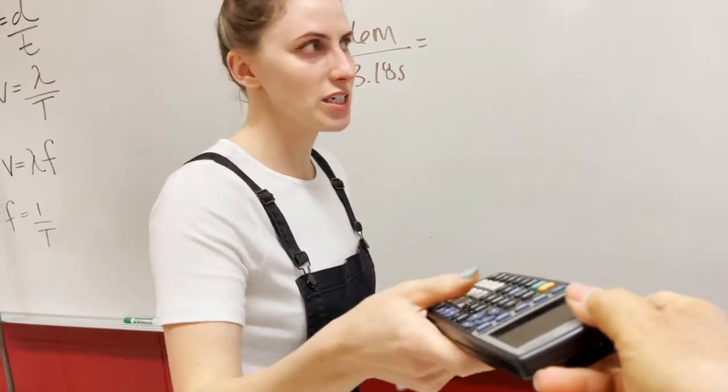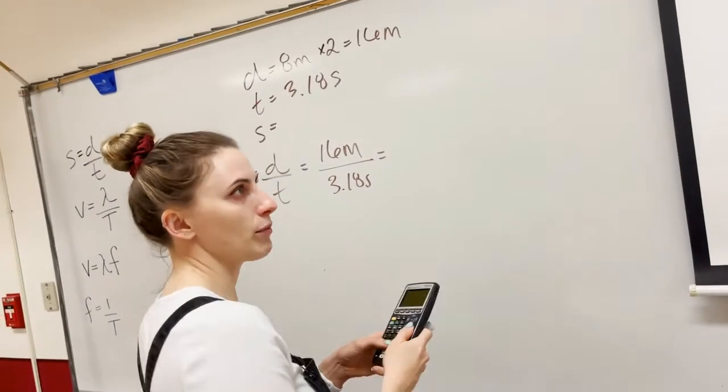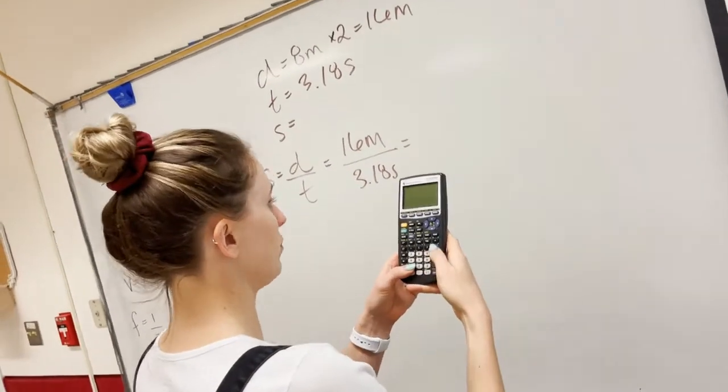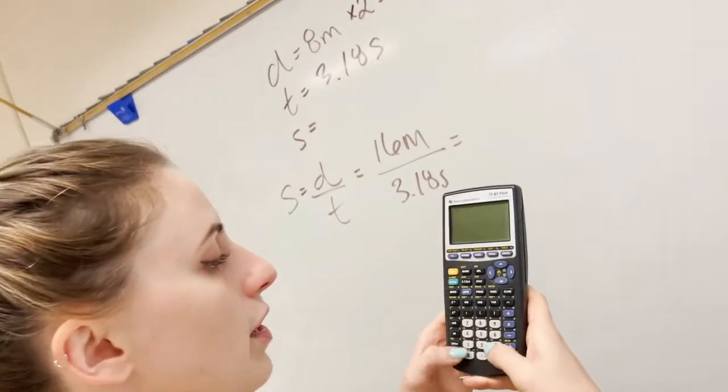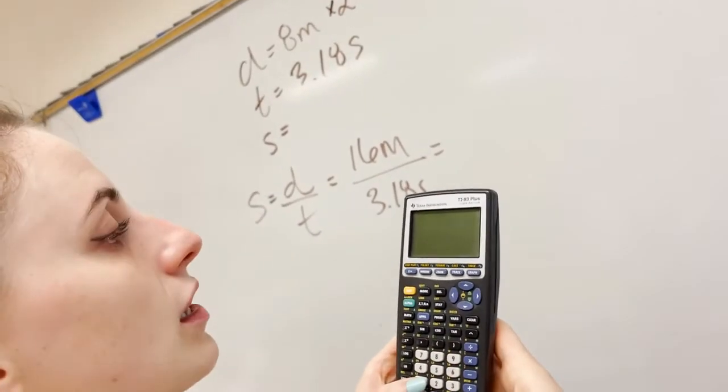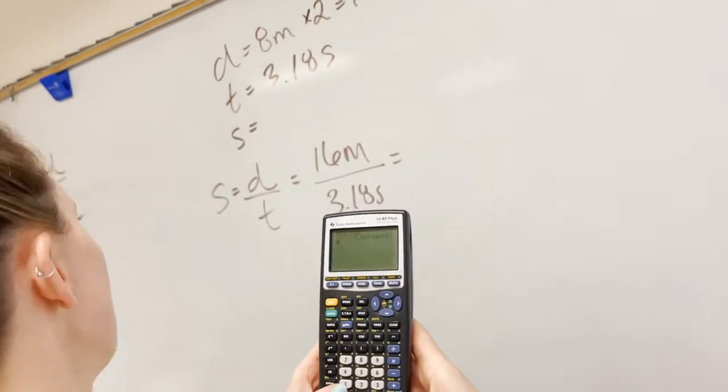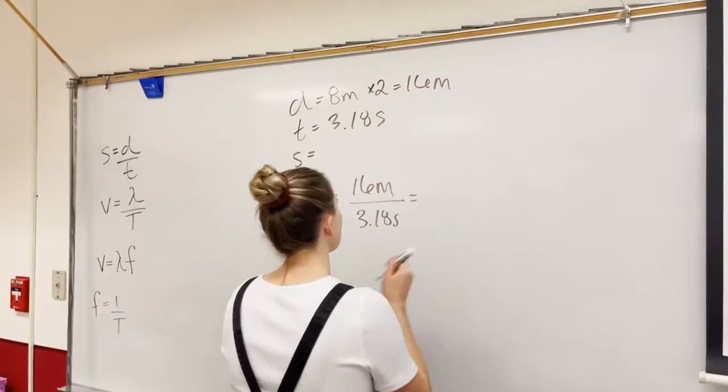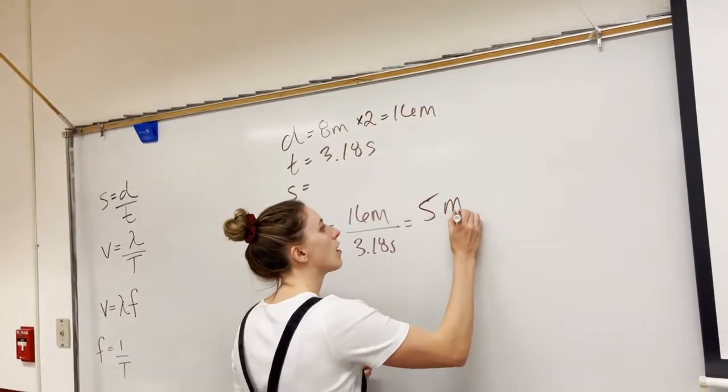As you were reading that question to me, I was like, it goes down and back, but we only have the distance down. We're definitely going to have to multiply. Okay, so 16 divided by 3.18, and we get about 5. I'm just going to call it 5 meters per second. About 5 meters per second.